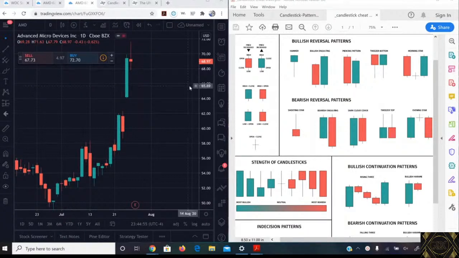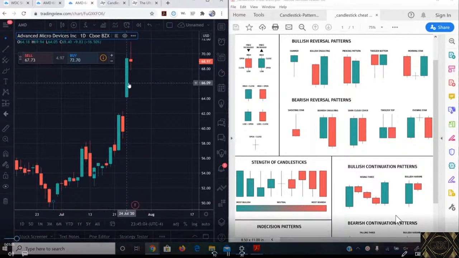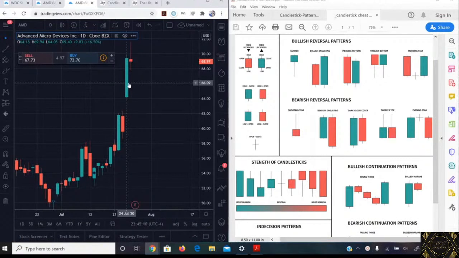If we take a look here, this would be a bullish candle, this green candle right here. For the open of this candle, we could pretty much click on this right here and we could see that the open was 64.18, the low was 64.05, the high was 69.94, and the close was 69.4. And we can see that all at the top here.